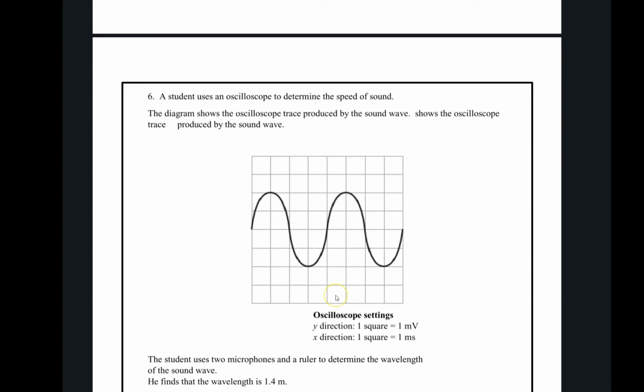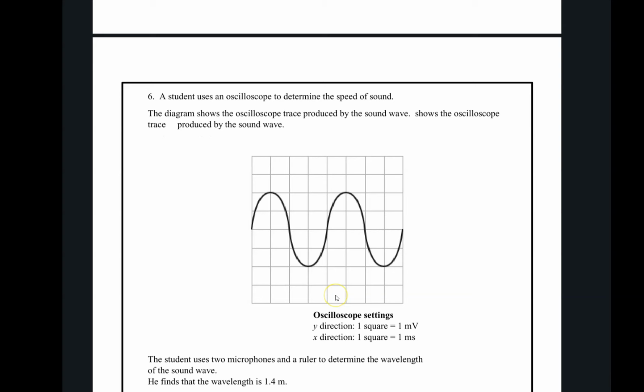Now back to this question, using a CRO, we have the Y direction. The Y direction gives us the amplitude. The X direction is going to enable us to get the periodic time. Time is on the X direction, and remember here we have time in milliseconds. 1 square is 1 millisecond. What does that mean? 1 millisecond is the same as 1 divided by 1000. So to work out the time in seconds, you need to divide by 1000.